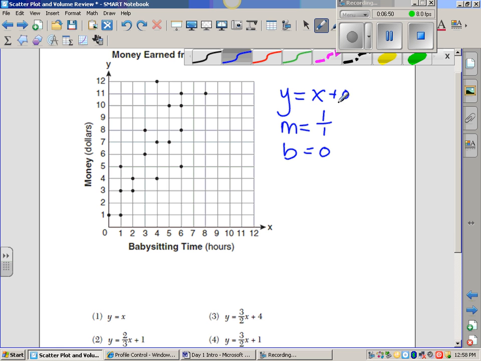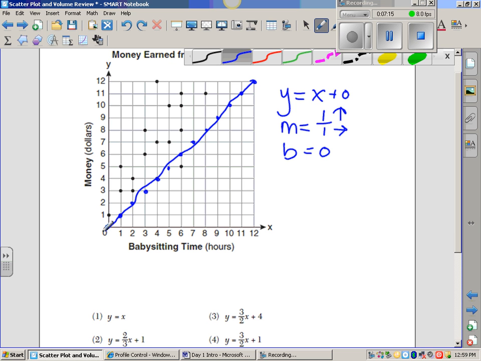Well, what does slope tell us to do? Also known as rise over run. We're going to go up 1 and right 1. Where are we going to start? At 0. So we're going to start at 0, and you're going to go up 1, over 1, up 1, over 1, up 1, over 1, and you're going to continue your pattern. Now, if I were to connect all of these dots, you would get a line of best fit.